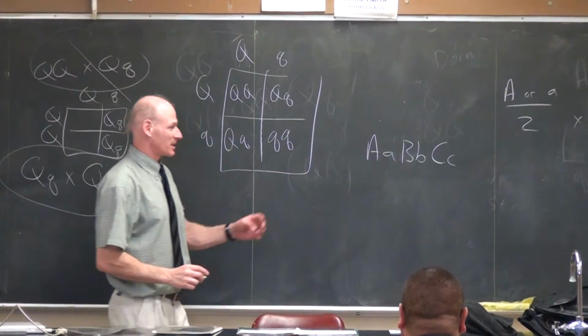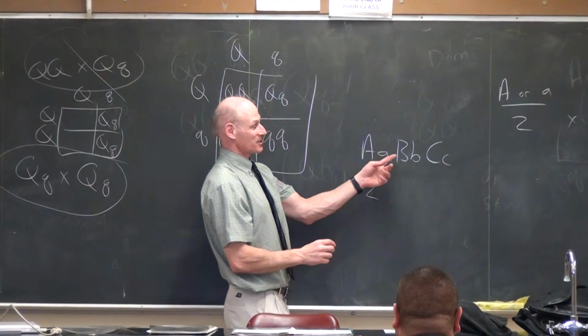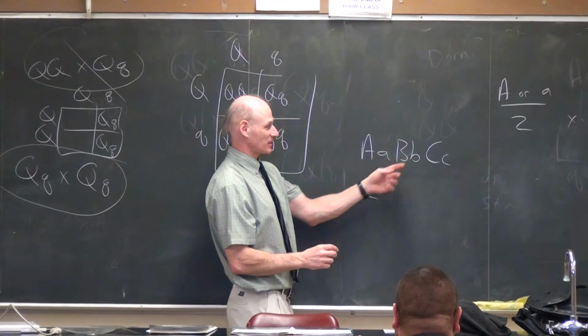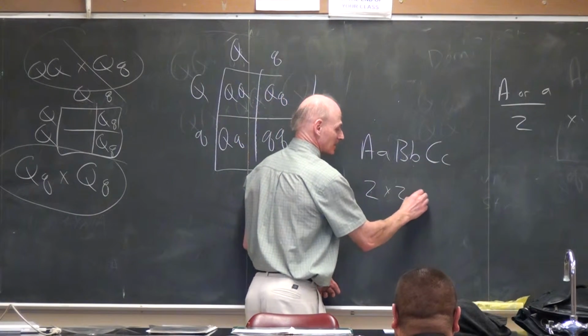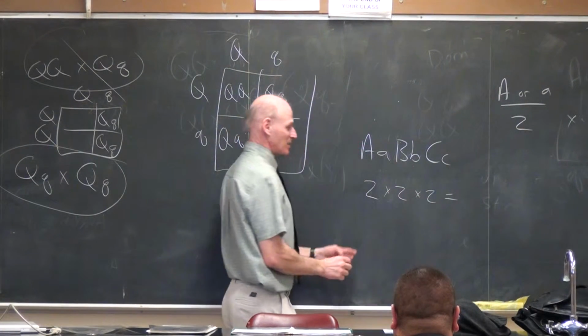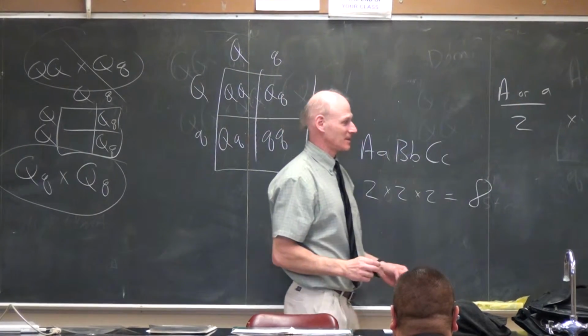8. Because there's 2 possibilities. Each sperm could get a big A or little a, and there's 2 possibilities. Each sperm could get a big B or little b, and there's 2 possibilities for the C. Each sperm can get big C or little c. So if you do all the combinations, it comes out to 2 times 2 times 2 is 8.